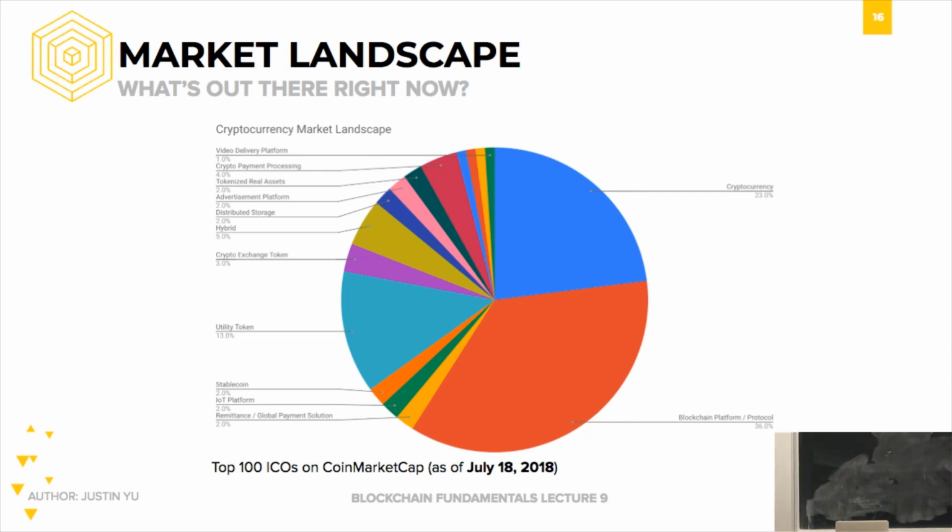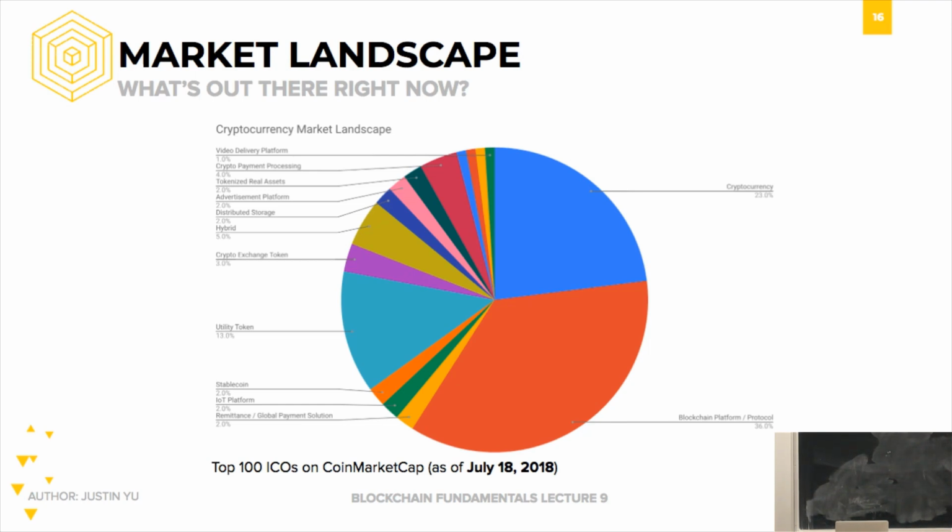So just to wrap up this section, I wanted to talk about the market landscape of what's out there right now. This is the categories here. Just a disclaimer, the categories here are not official categories by CoinMarketCap. I just took the data from CoinMarketCap of the top 100 cryptocurrencies, and I grouped them together in what I thought was reasonable. And so you can see right now, a large majority is blockchain platforms.